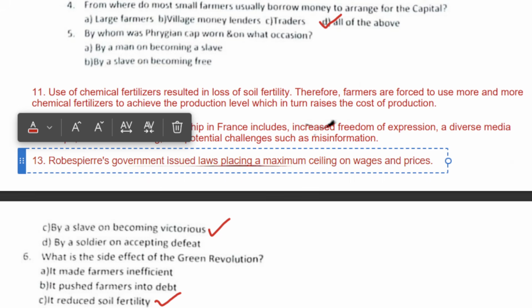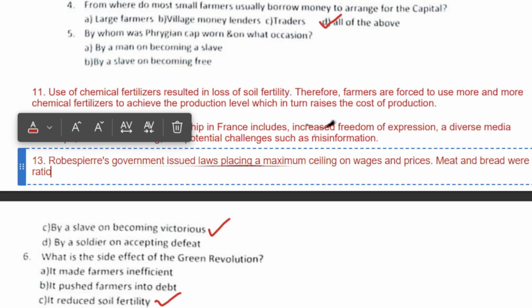Then you can write, meat and bread were rationed. Peasants were forced to transport and sell their grain to the cities at prices fixed by the government.